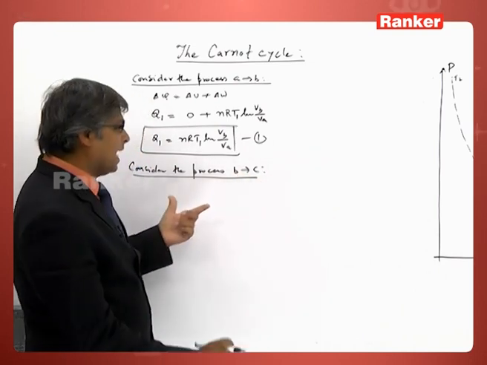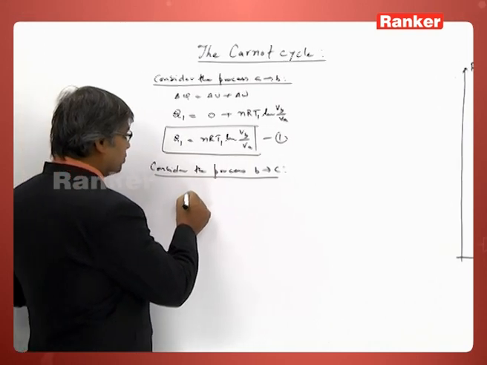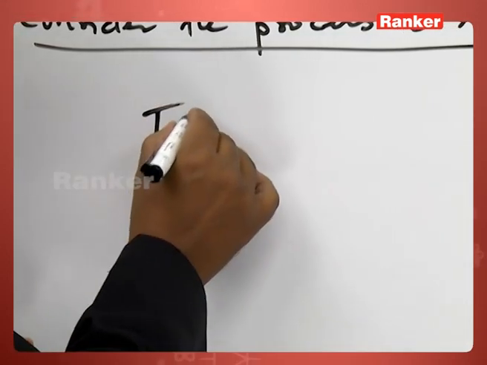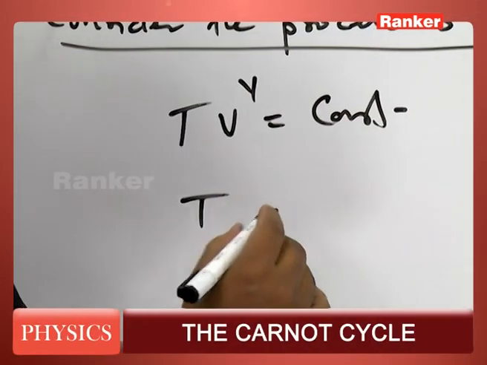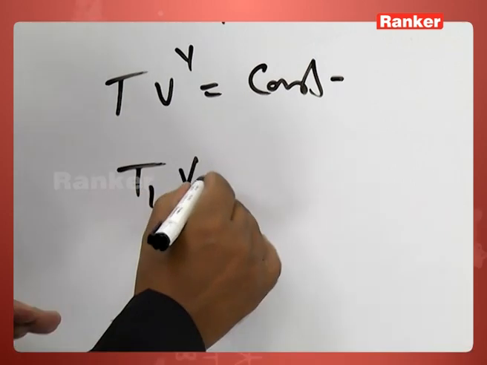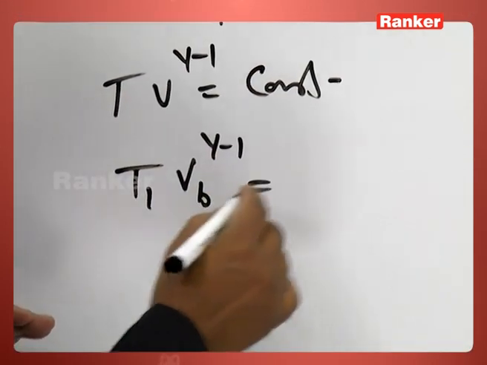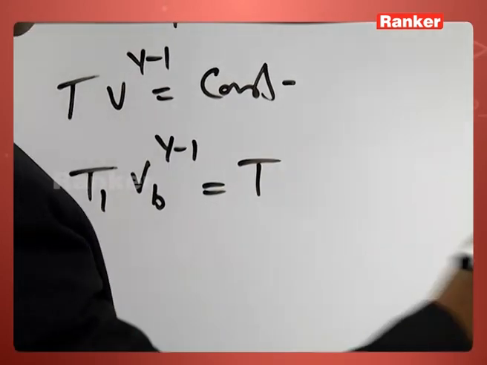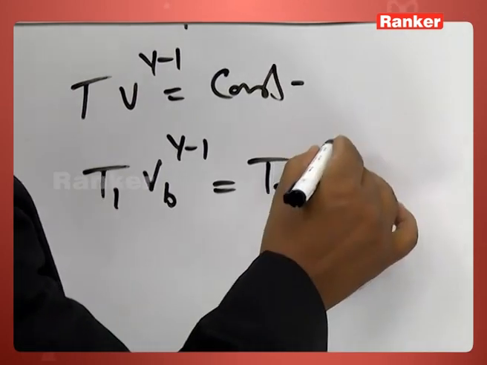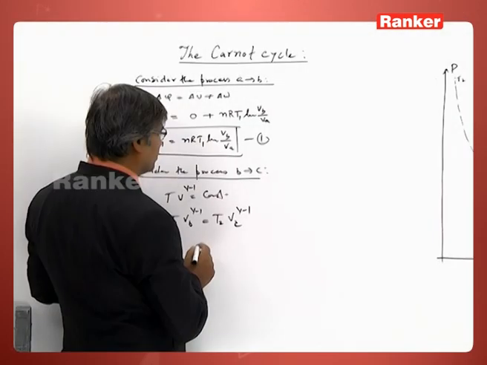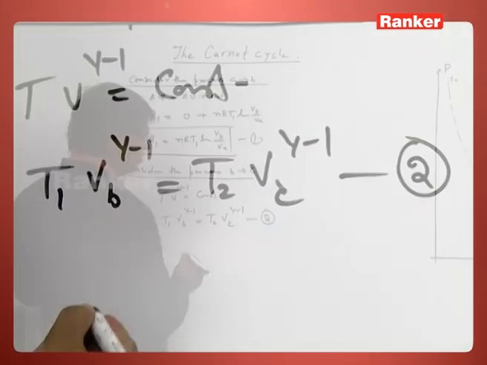The process is adiabatic, so no heat exchange is taking place. So we will use TV to the power gamma is constant. So we have T1 Vb to the power gamma minus 1 is equal to T2 Vc to the power gamma minus 1 is equal to constant. So we have this as equation number 2.